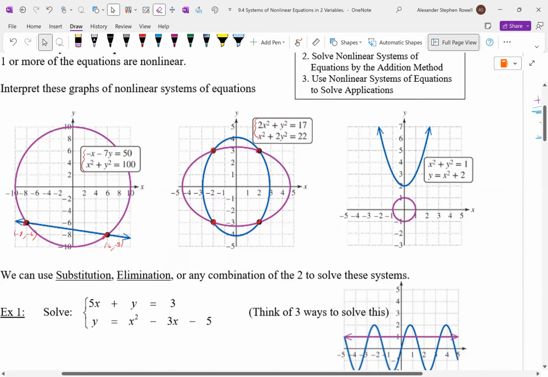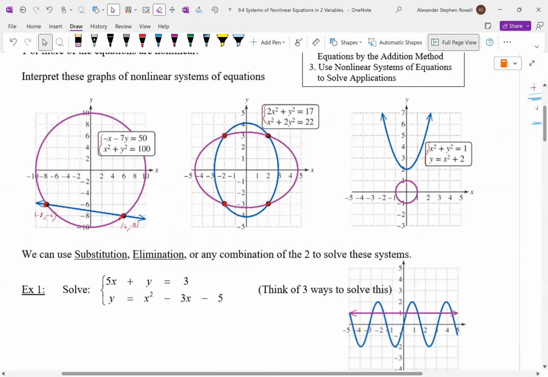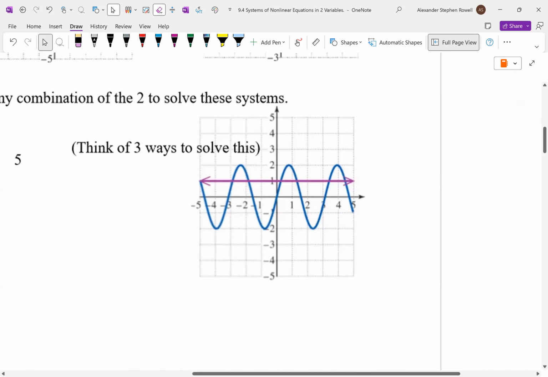And lastly, here we have a parabola and a circle. How many solutions does this system have? 0, there are no points in common. They do not intersect at all. Sorry, there's this one also. How many solutions does this have? Maybe a sine curve and a line. One has infinitely many, yeah.